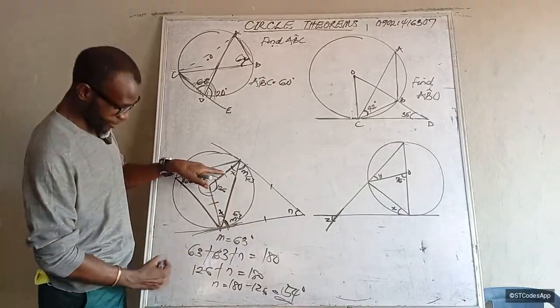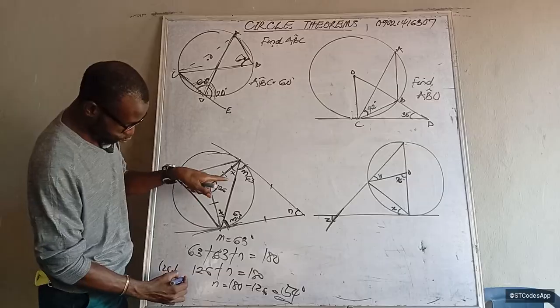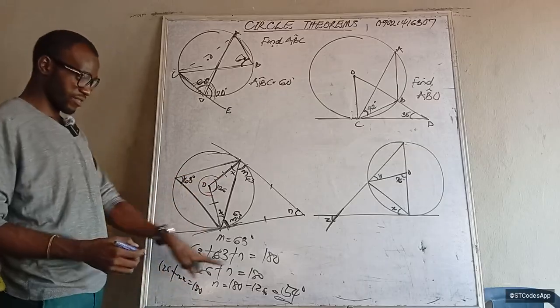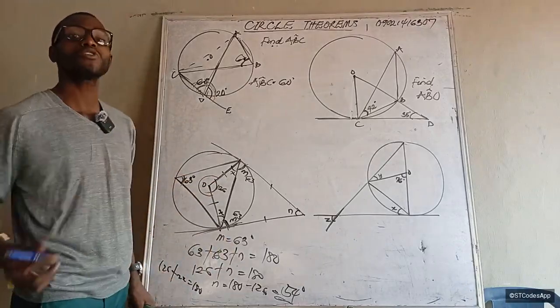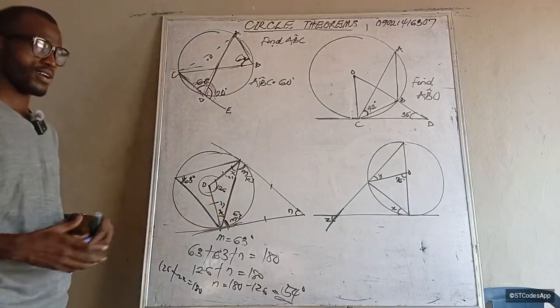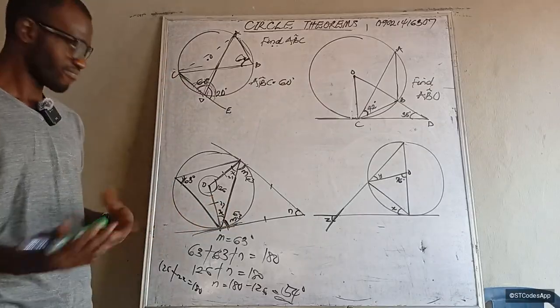So you can find it by saying 126 plus 2x will give us 180. So you do your thing. You get 54, divide 54 by 2. 27. So here is 27, 27. You see other things you can solve with that now.